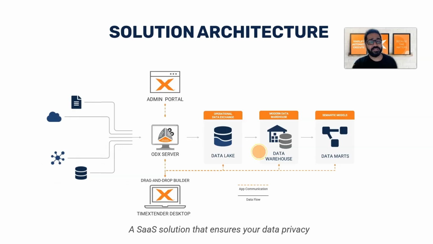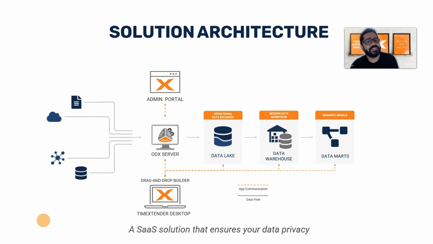Let's have a quick look at the solution architecture of a TimeXtender setup. First we saw the admin portal, then we configured the ODX server, and finally we saw setting up TimeXtender desktop. In this case, we set up the TimeXtender desktop on the app server itself, which works fine. You also can install the TimeXtender desktop app on other machines outside of the app server. This approach of having the TimeXtender desktop app outside of the ODX server is mostly recommended in real-world scenarios.